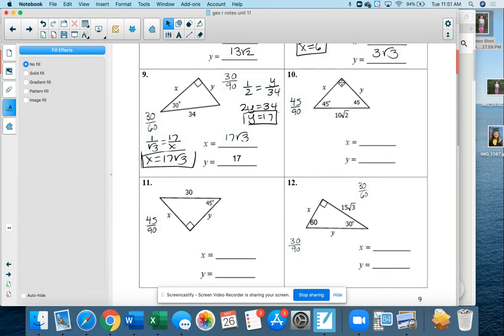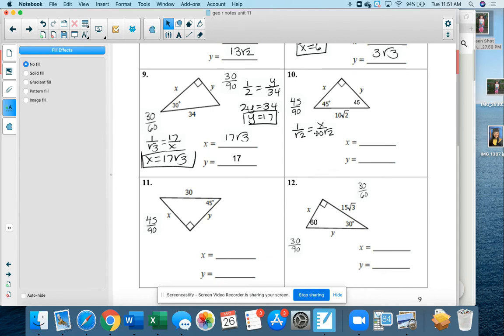I don't have either of them. What I have is the side across from the 90. So 1 over radical 2 equals x over 10 radical 2. The proportion: the side across from the 45 is 1, and the side across from the 90, or the hypotenuse, is radical 2. In our problem, the side across from the 45 is x, and the hypotenuse, or the side across from the 90, is 10 radical 2.